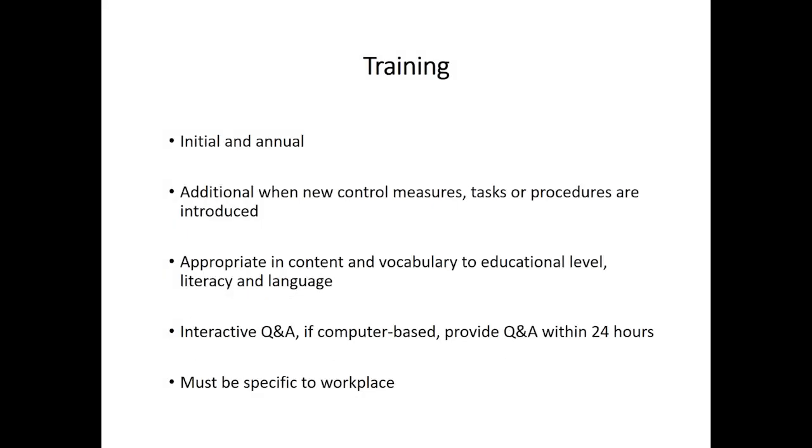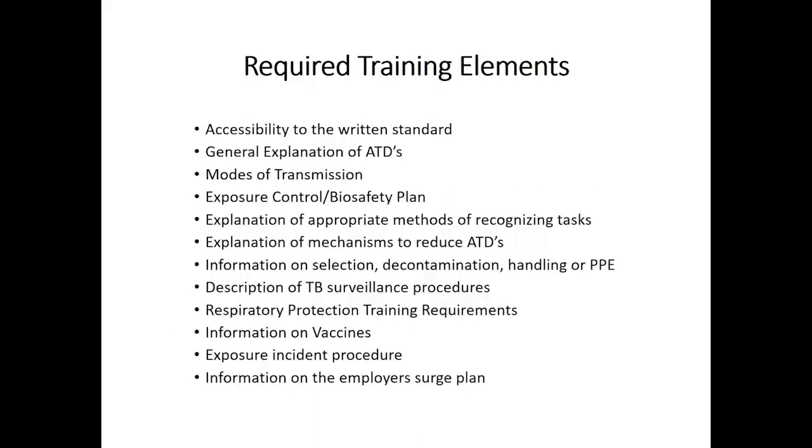Training is important. Obviously, we talked about it initially and annually; it's a requirement, and it needs to be at the vocabulary level and in the language that most of the people can understand, and it must be specific to the particular workplace. So what are some of the required training elements? Accessibility to the written standard. We go over a general explanation of what an aerosol transmissible disease is, what modes of transmission are, and the exposure control biosafety plan applicable to that particular place of employment, and then an explanation of appropriate methods for recognizing tasks that put people at low, moderate, or high risk.